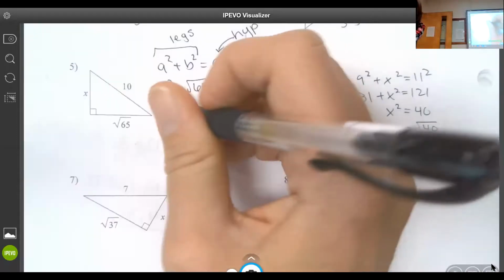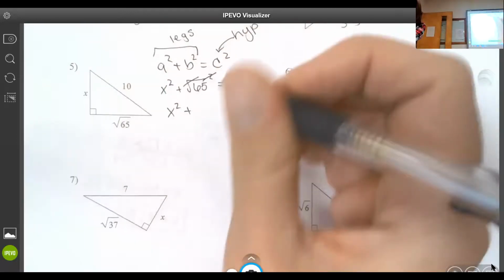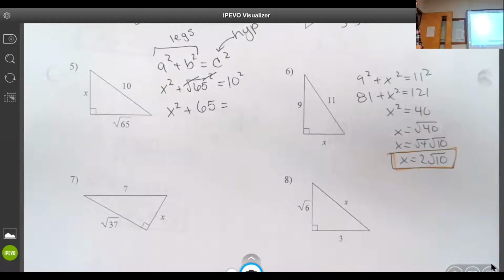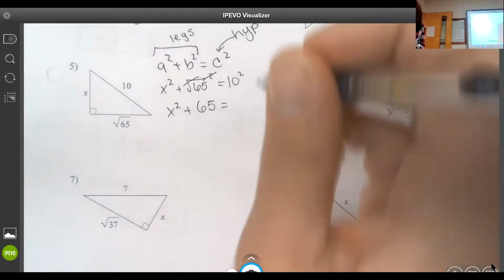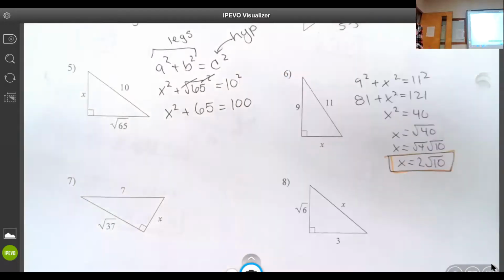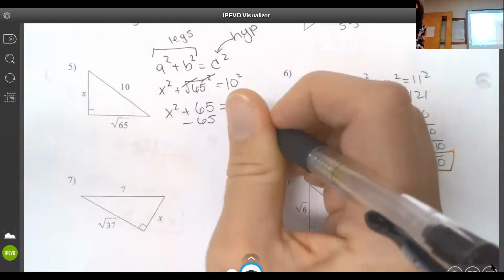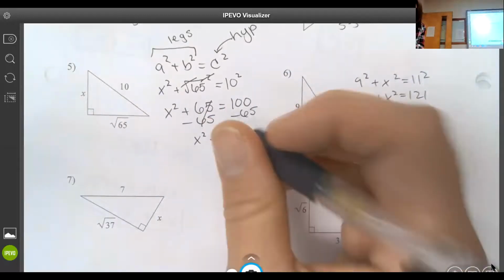This will be x squared plus 65. These are just inverses, so it just is going to get rid of the square root and leave the number itself. I don't then square that number. It's just x squared plus 65 equals 100, which is 10 squared. And now I subtract. So x squared equals 35.